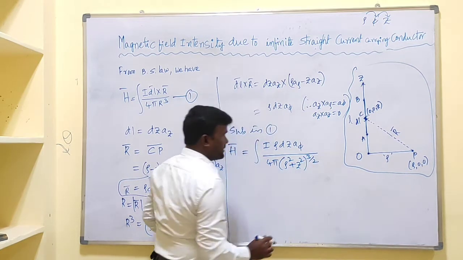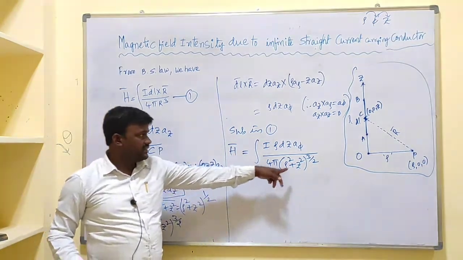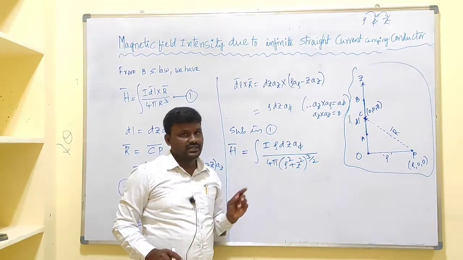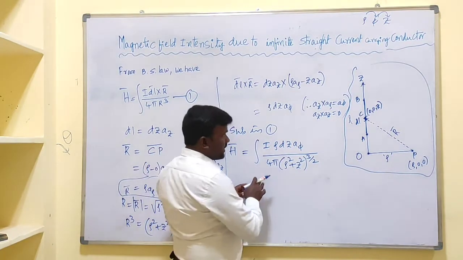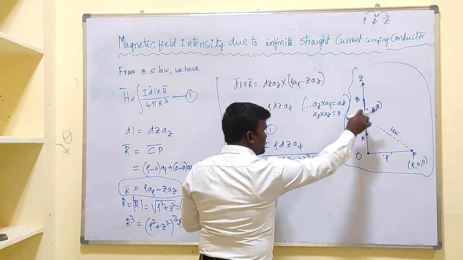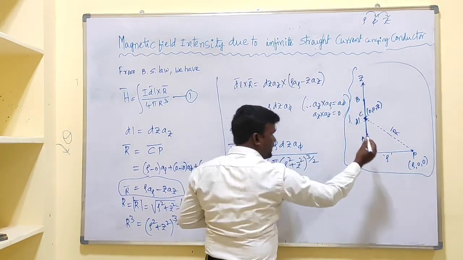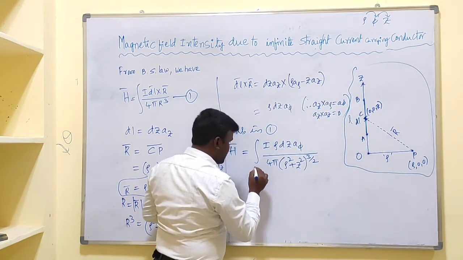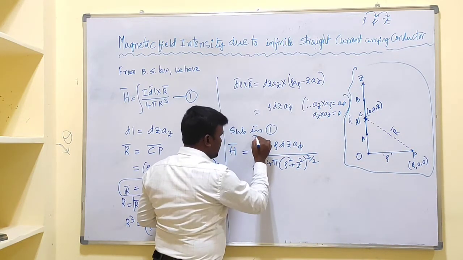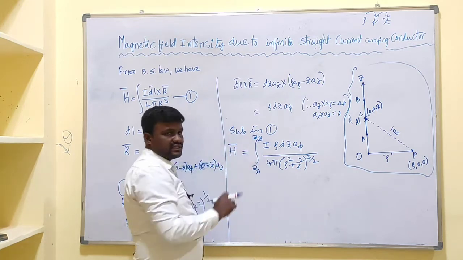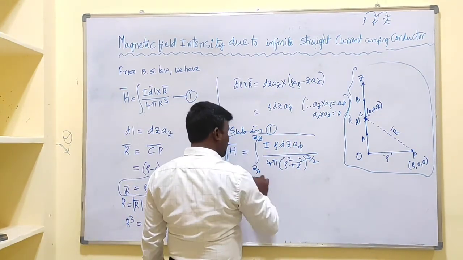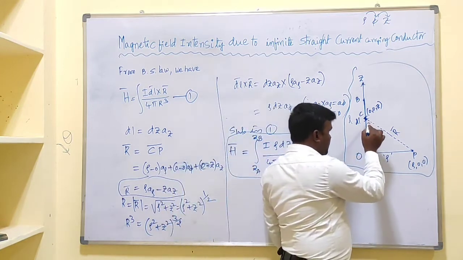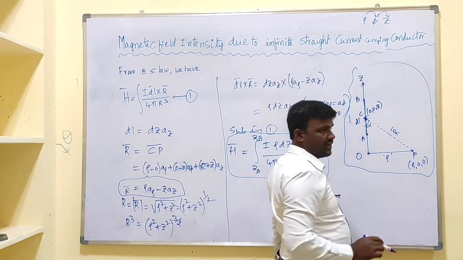If you see this expression, it is in terms of what? Integration with respect to z. So the limits are, as this current carrying conductor is extended from A to B, from ZA to ZB. In order to simplify this, we need to change the variable of integration from z to some alpha. What is alpha? Here we have some angle, that is alpha.